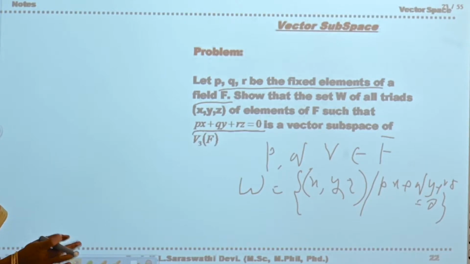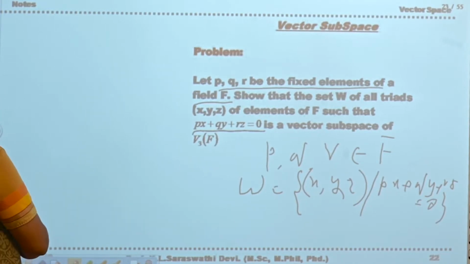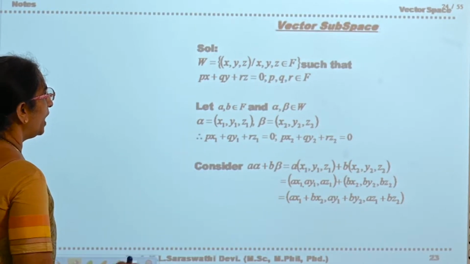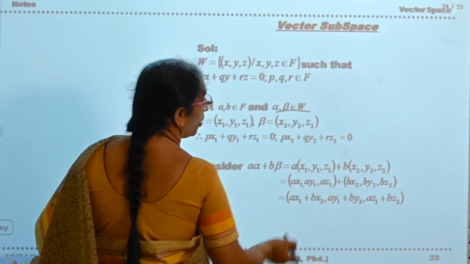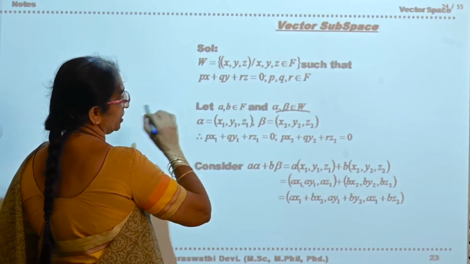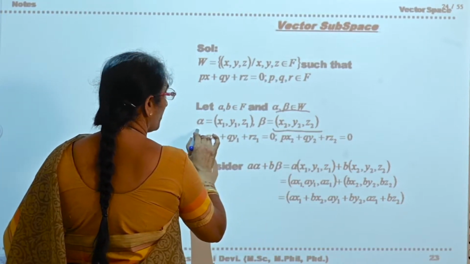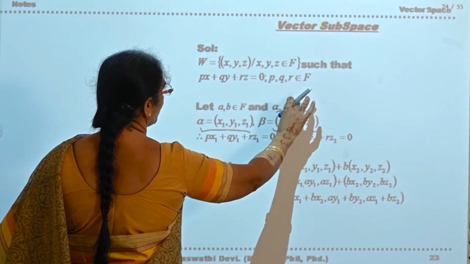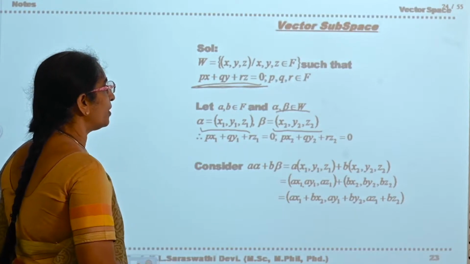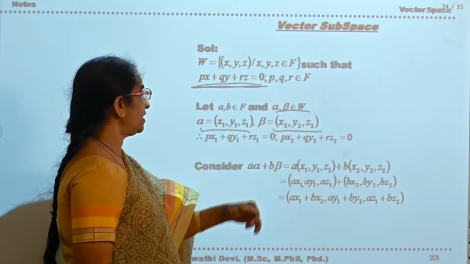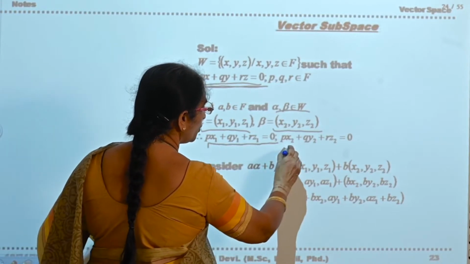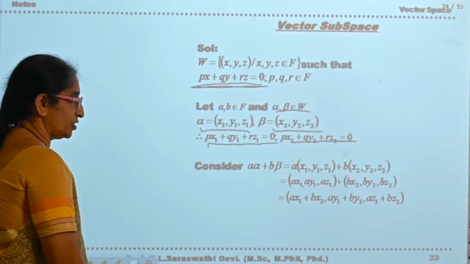Now you want to say W is a subspace. For that, you will consider two elements in W. They are alpha, beta. How are the W elements? They are ordered triads x1, y1, z1 and x2, y2, z2. If you want to say these two elements are in W, these two elements should satisfy this condition. Therefore, because you have taken those two elements in W, you can write px1 plus qy1 plus rz1 is equal to 0, and px2 plus qy2 plus rz2 is equal to 0.